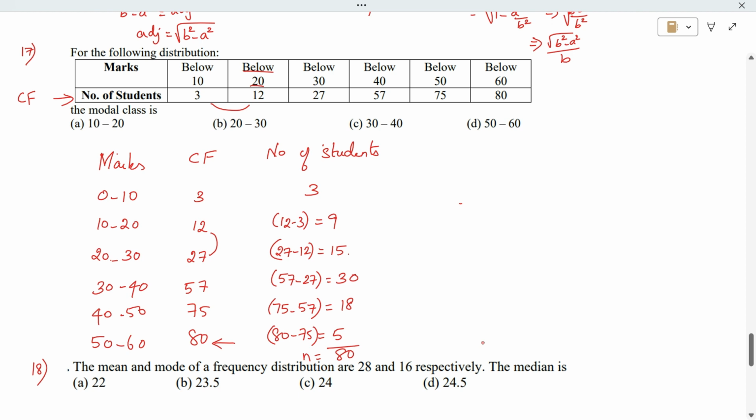Now check for the highest frequency, which is 30, isn't it? So the maximum number of times repeated is going to be the mode. So 30 is the mode, and the class is going to be 30 to 40. Hence it is option C.